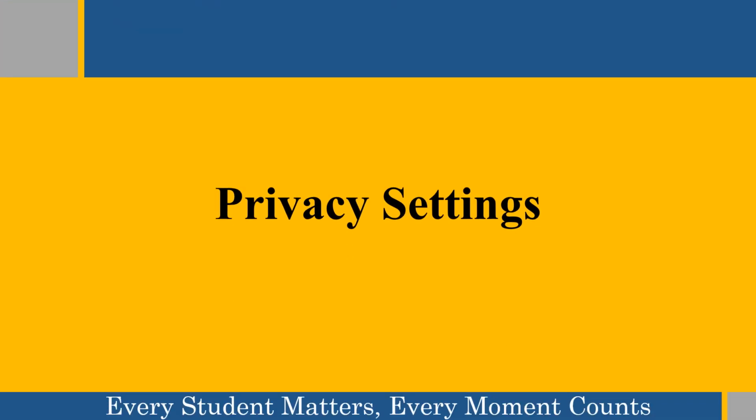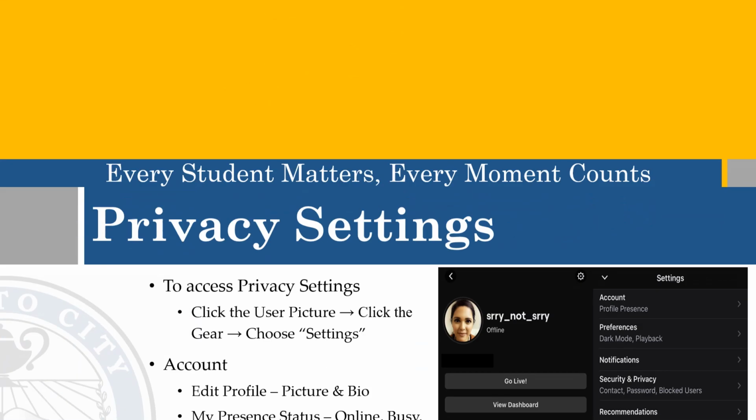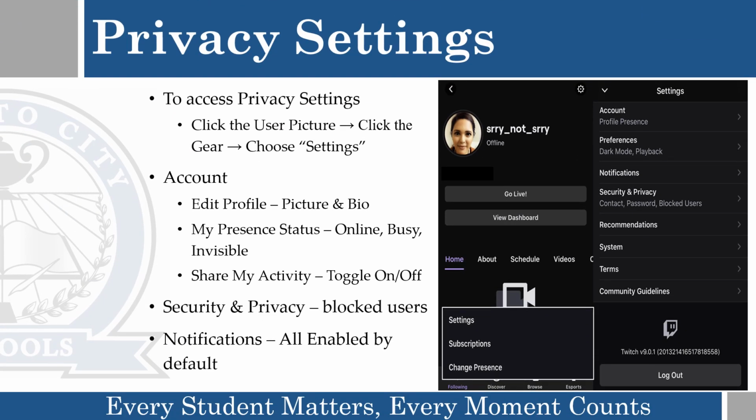All right, so now that we've covered advantages and appeal and disadvantages of Twitch, let's continue on to how to customize privacy settings. So to access privacy settings, first we're going to click on the user picture, then on the gear icon. And finally, we're going to choose settings from the pop-up menu at the bottom of the screen, where we will see, like the second image on screen, different options for customizing our account.